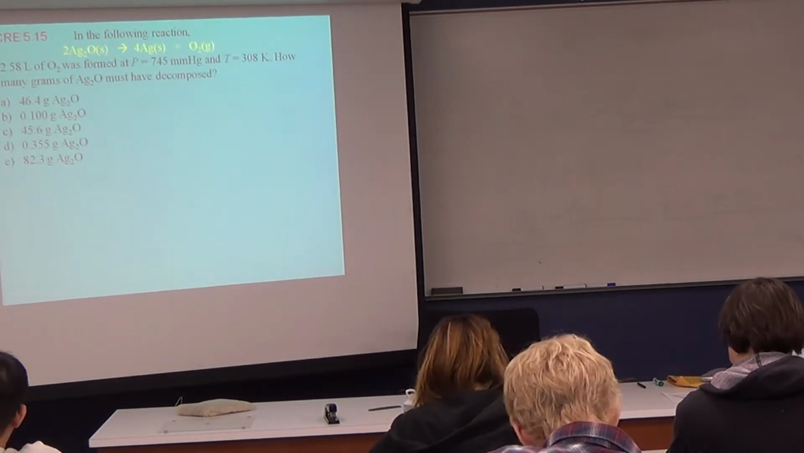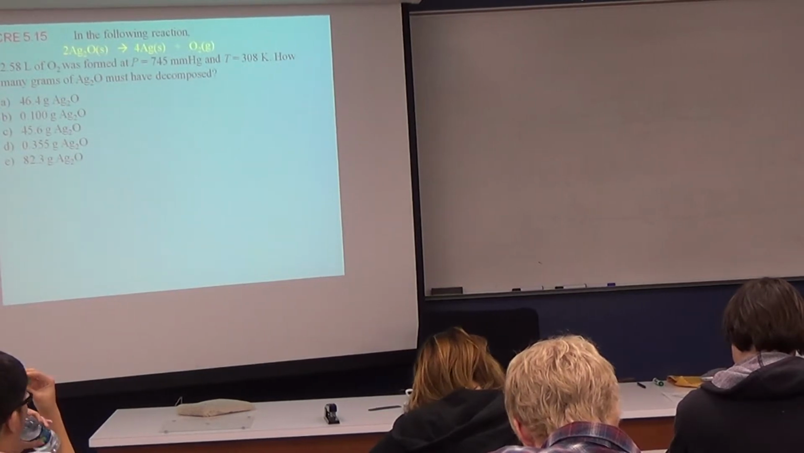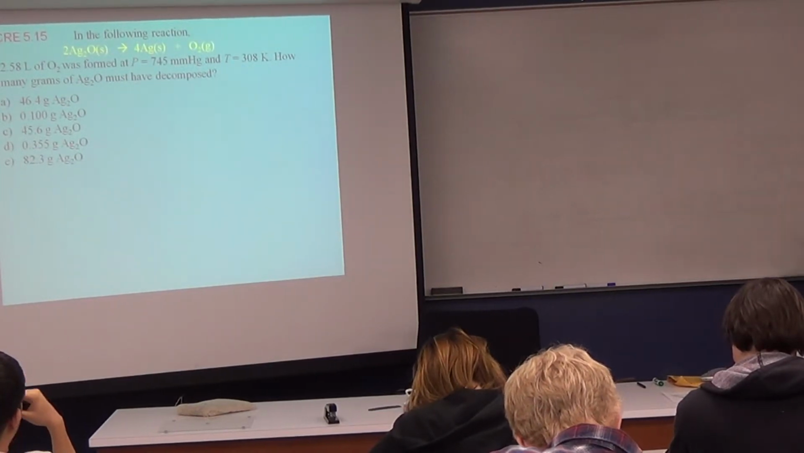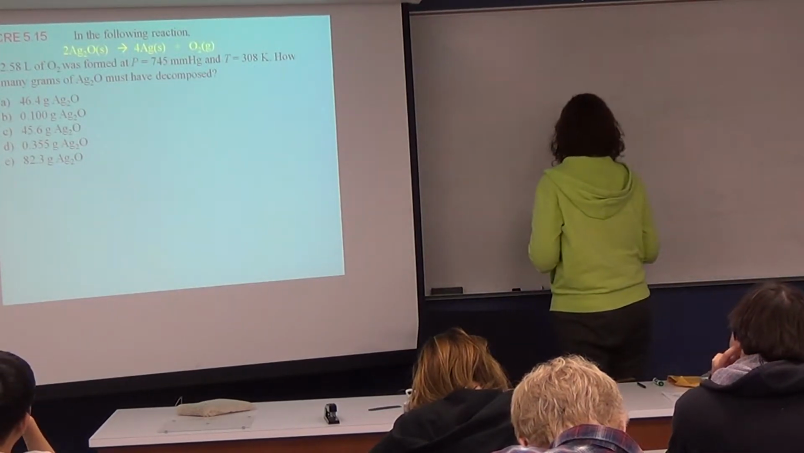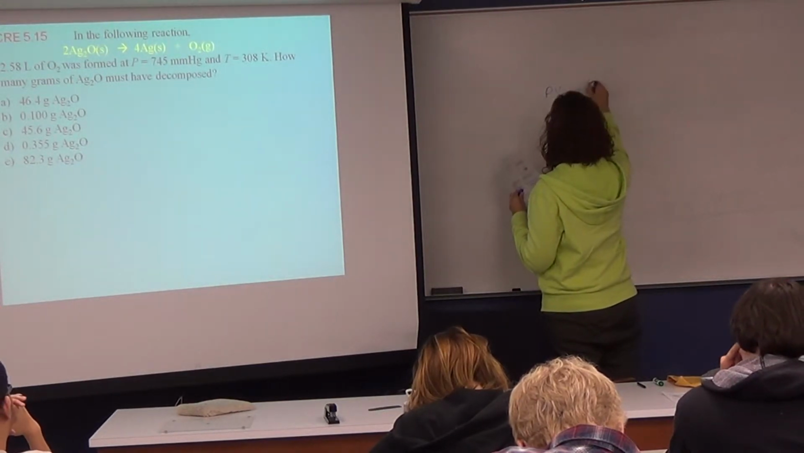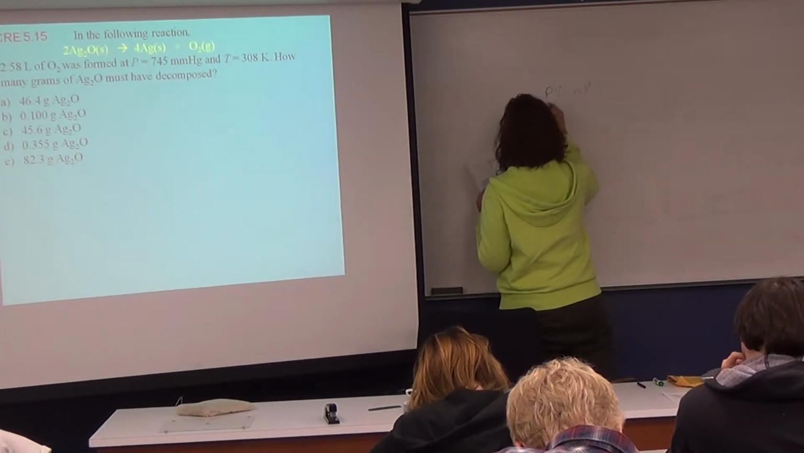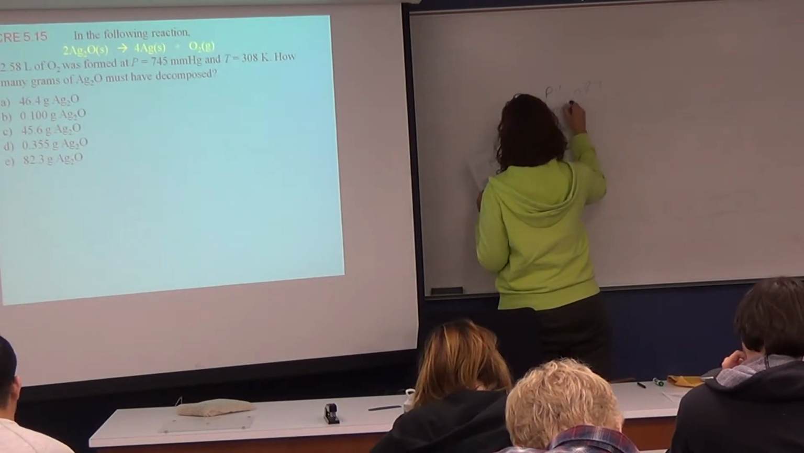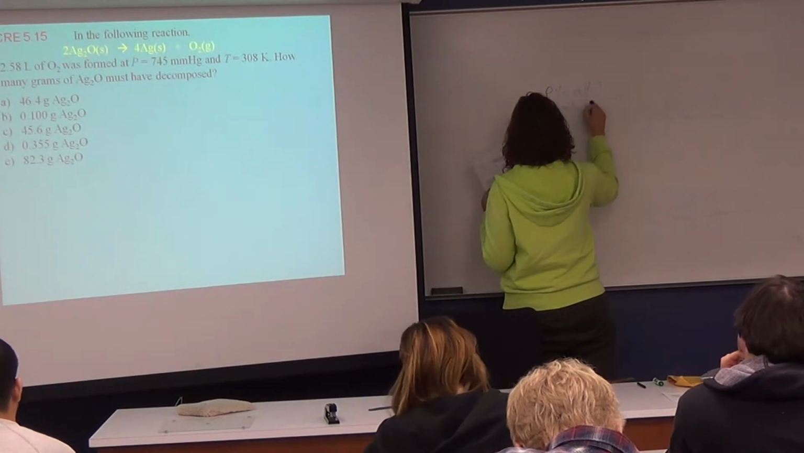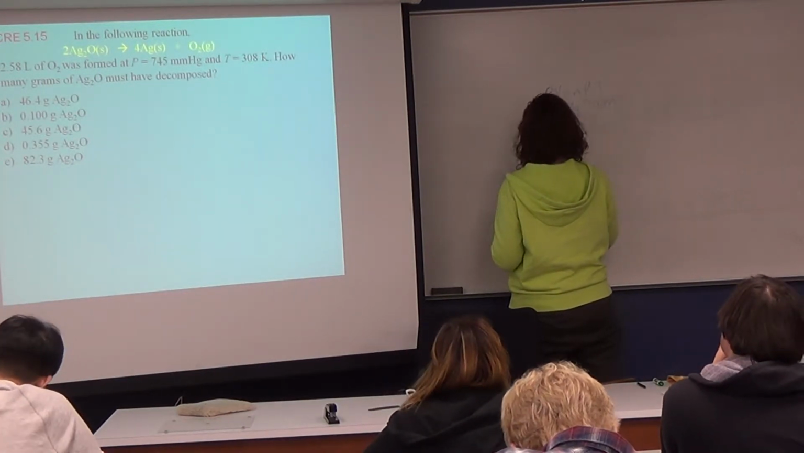Okay, let's see how you solve the problem. You want to get the grams of Ag2O, right? So what do you see? You want to get the grams of Ag2O, then how can you get the grams of Ag2O? You get moles, right? Yeah. Then how can you get moles of Ag2O? From the information about something else, right?